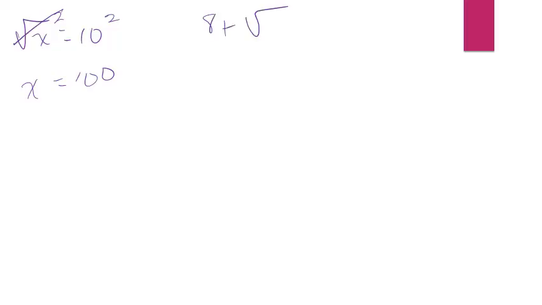Let's look at one that takes a little more effort. 8 plus the square root of x minus 3 equals 4. Now, what we need to do is first get the square root by itself, because the square root is with the variable. Normally our first thing is to try to get the variable by itself, but it's actually with the radical. So let's take care of this 8.